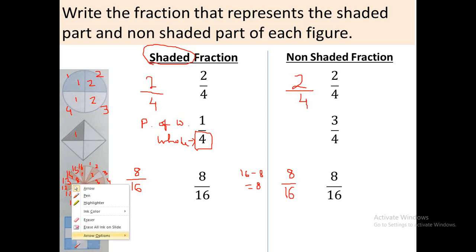See, this figure has been divided into how many equal parts? 1, 2, 3, 4, 5, 6, 7, 8, 9. Right. So 9 equal parts are there.